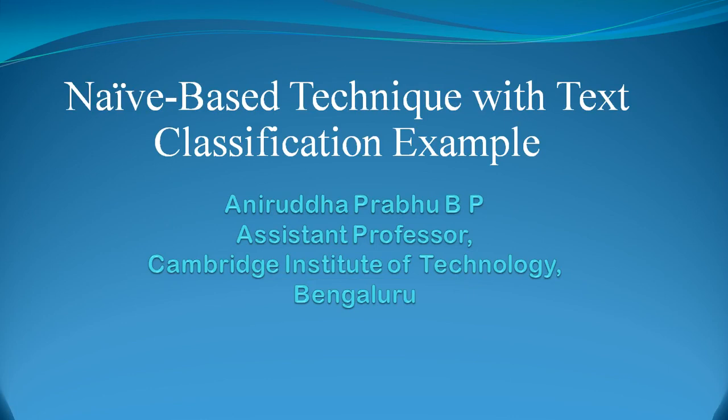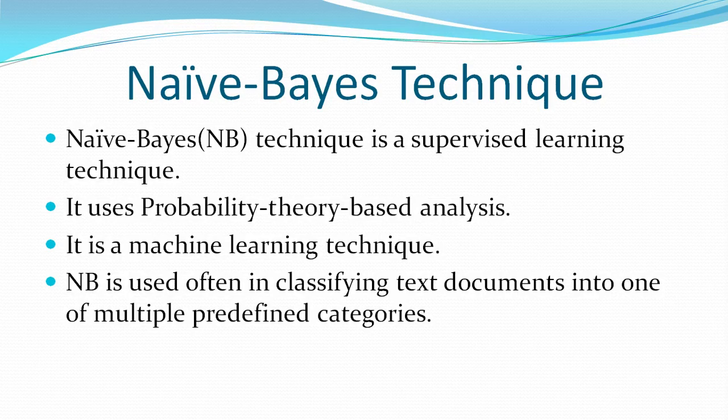Today I am going to discuss the Naïve Bayes technique with one example of text classification. Naïve Bayes is a supervised learning technique. You should not forget that in machine learning we have two techniques, supervised and unsupervised learning. Naïve Bayes is a supervised learning technique. It uses probability theory based analysis, which means the decision we take will be based on probability.